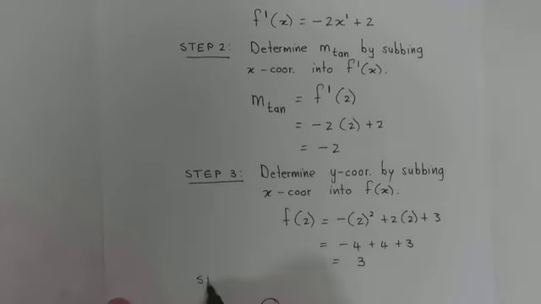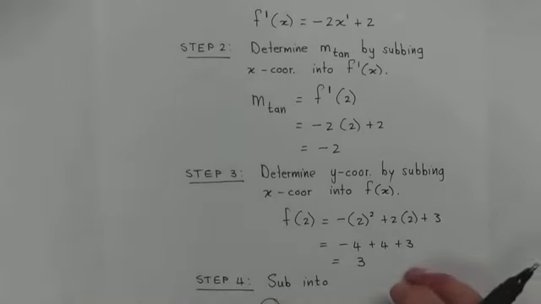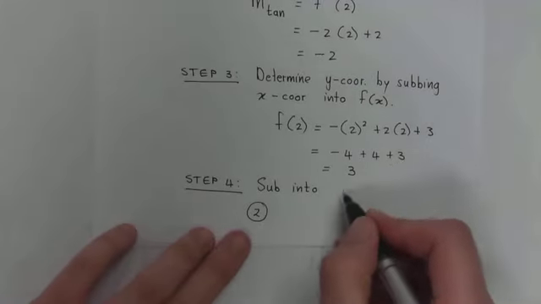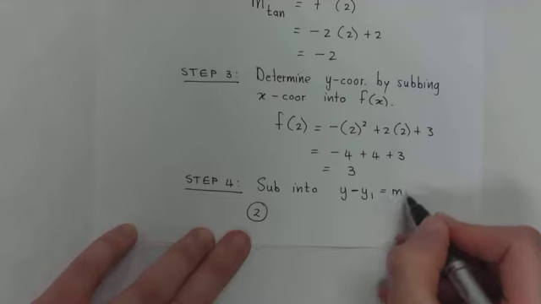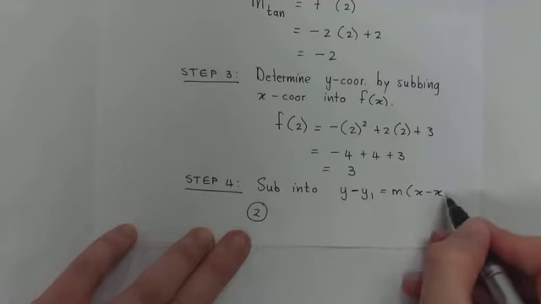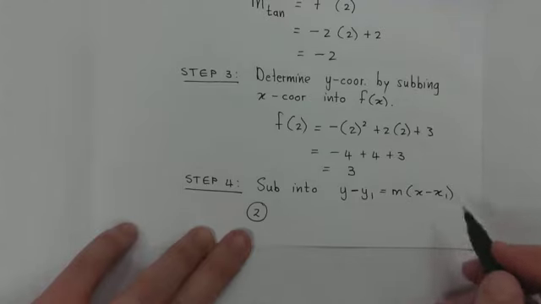So step 4 is going to be sub all the information into that formula, which is an analytical geometry formula. And if you recall, it's that analytical geometry formula, y minus y1 is equal to m times (x minus x1). If you're not comfortable with using this formula, you could use the formula y is equal to mx plus c. Just recognizing that we have everything we need.